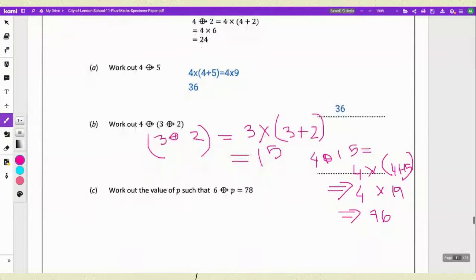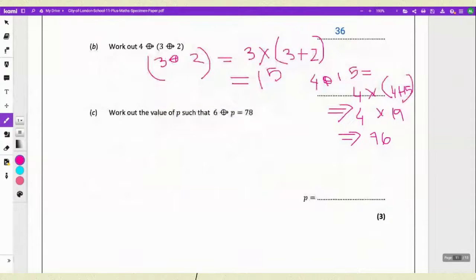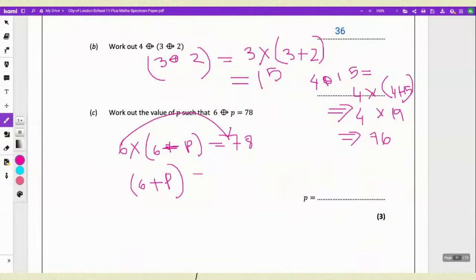And the last one is you need to work out the value of 6, same sign, P equals 78. So in this one, you will write 6 multiplied by 6. That sign means plus, P equals 78. So what would you do next? You would do 6 plus P. Remember when that goes there, the sign changes, that becomes divide. So that equals 13. So now your 6 is left. So 16 minus 6 gives you 7.